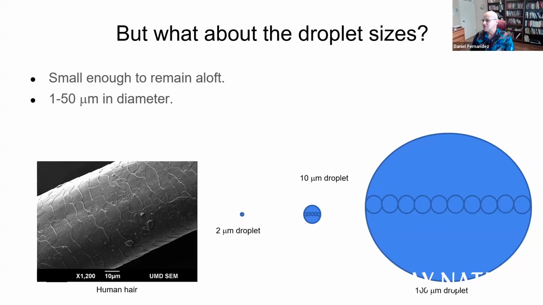So fog droplets can be anywhere from 1 to 50 microns in diameter. And so they're all smaller than the diameter of your hair. So they're tiny, but there's a huge range of sizes that fog droplets can be.